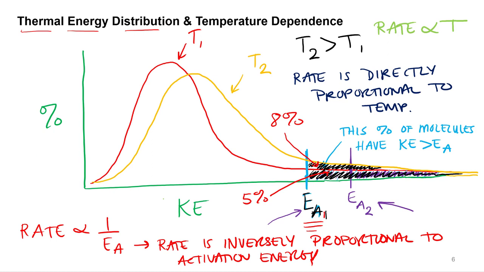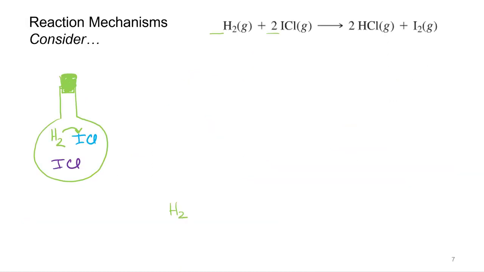So first, we've got hydrogen plus ICl produces HI plus HCl. That's the first reaction. So that happens. Let's draw what we got left over in our flask.